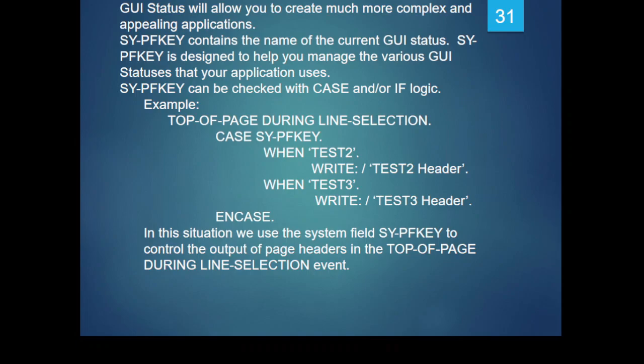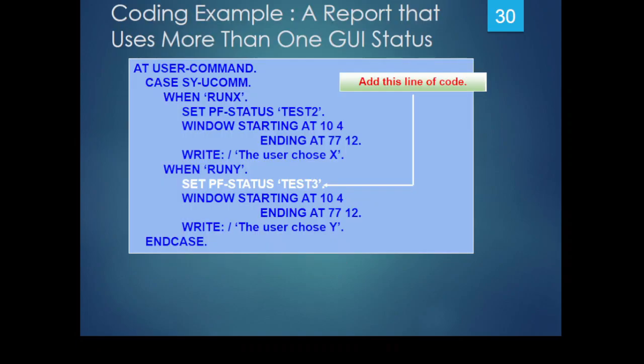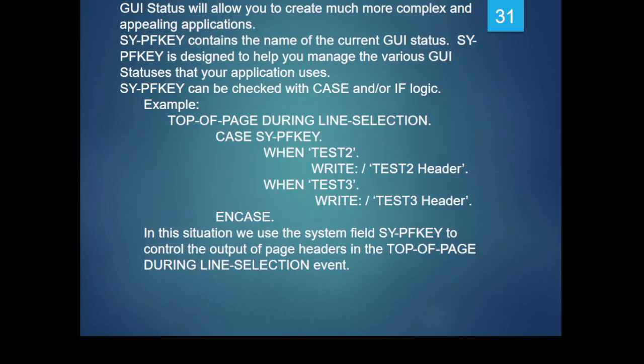The system variable SY-PFKEY contains the name of the current GUI status, and the SY-PFKEY variable is designed to help you manage the various GUI statuses that your application uses. SY-PFKEY can be checked with CASE, just like the SY-UCOMM variable. We can use the CASE structure with the SY-PFKEY system variable, and with that we can build any logic respecting the SY-PFKEY value.